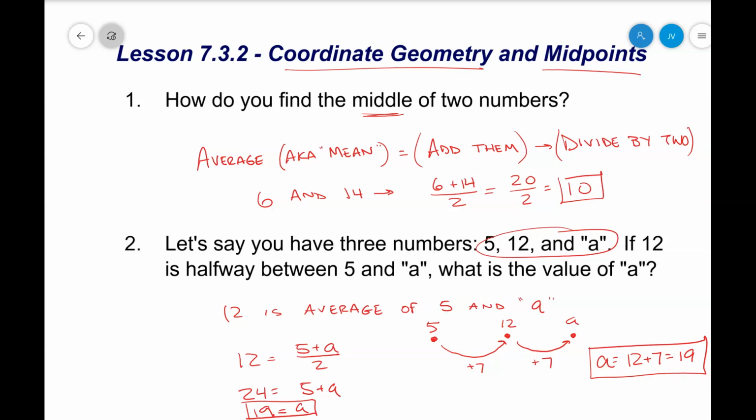Now let's jump into the notes page. You are going to need two things. You're going to need to print out a copy of the notes page, and you want to reference your quadrilateral org chart.